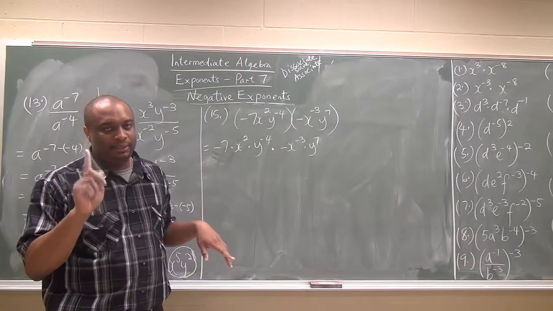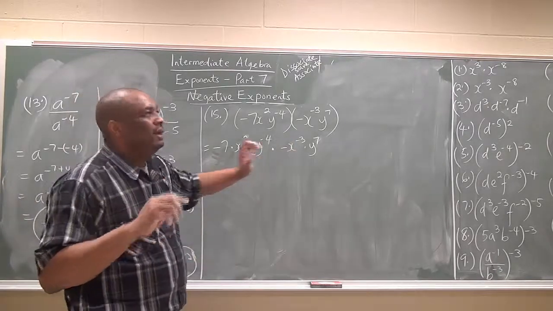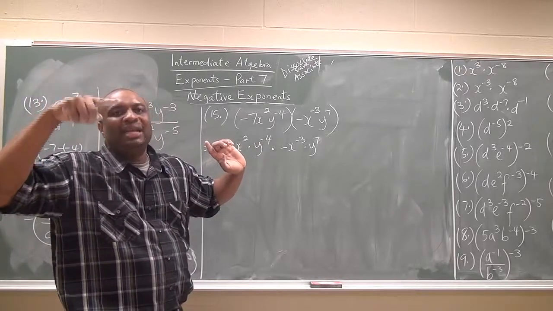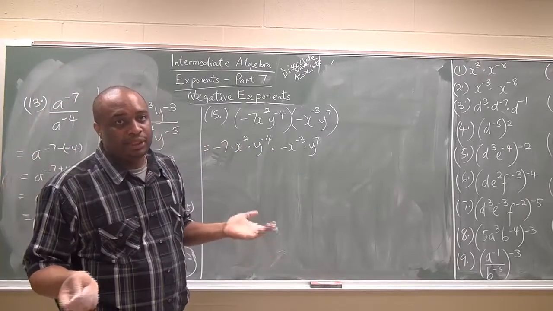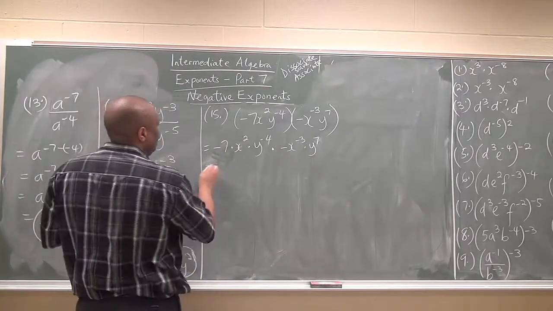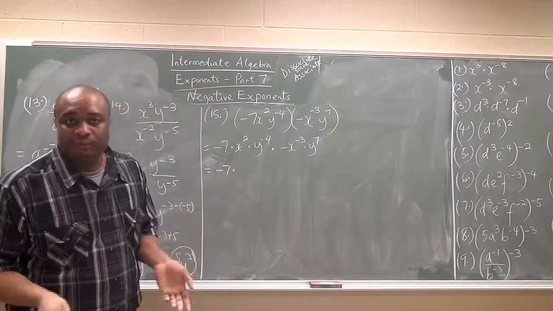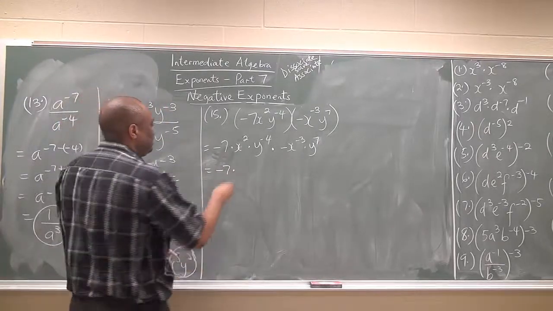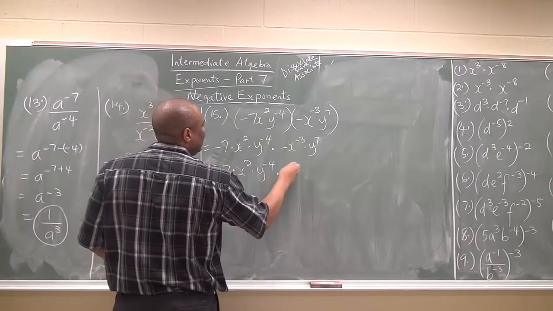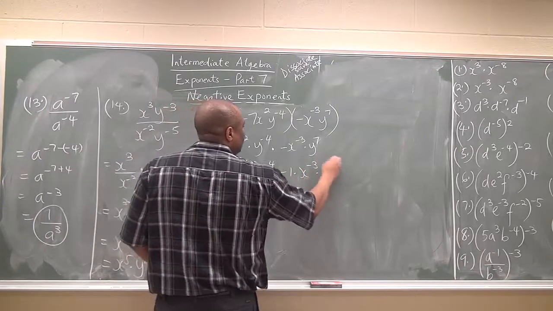Remember what I did the last time? When you have negative x cubed, it means negative 1 times x cubed. Just know that. So to be on the safe side, you might want to write negative 7 times, because negative 7 still means negative 1 times 7, times x squared times y to the negative 4 times negative 1 times x to the negative 3 times y to the 7.